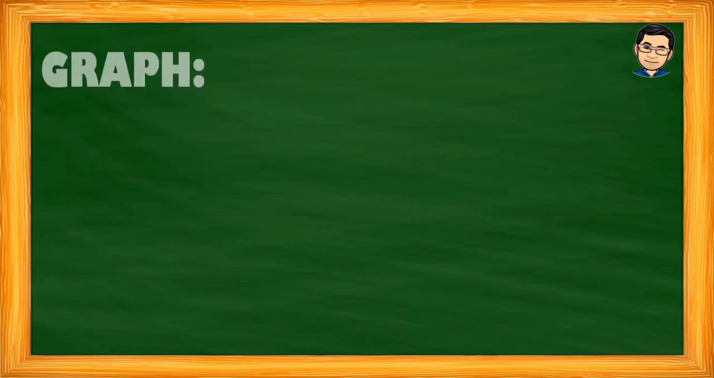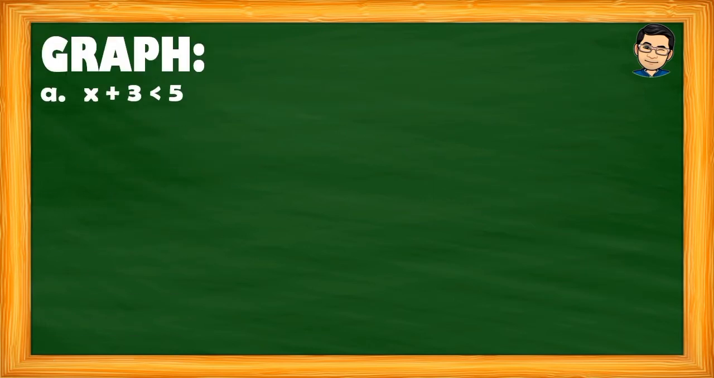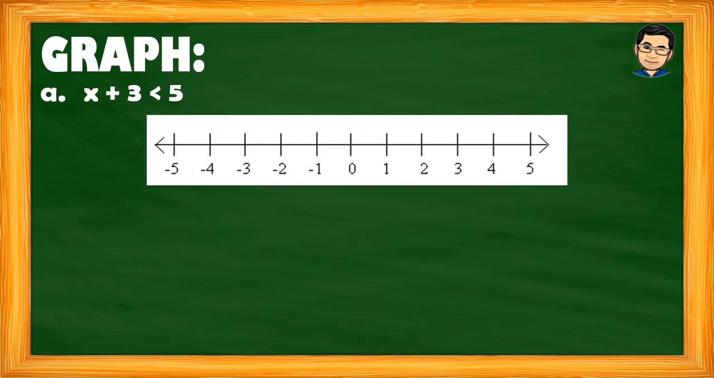So let's graph. So x plus 3 is less than 5. So yung solusyon natin dito kanina is x is less than 2. Now, paano natin ipa-plot yung solusyon natin na x is less than 2? So ang una muna natin gagawin is i-locate natin yung 2. Okay, so ito po yung 2. And then, i-decide natin kung open dot ba siya or close dot. So, since yung inequality symbol natin is less than, wala siyang or equal to, so open dot po.